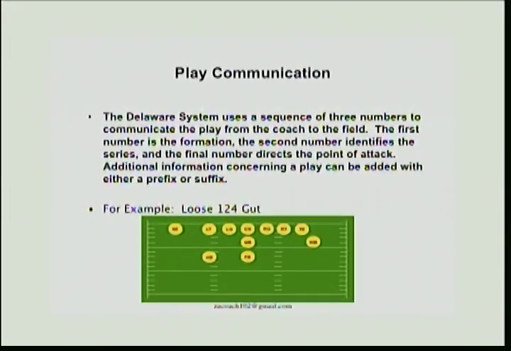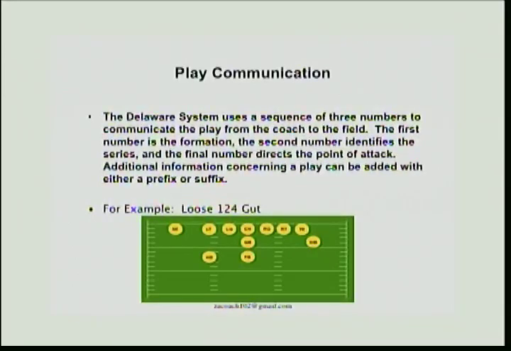It uses a sequence of 3 numbers to communicate the play from the coach to the field, whether it's a quarterback or wrist coach or sending a player in to give the play. The first number is the formation. The second number identifies the series, and the final number shows the point of attack. And then you can add a prefix. Well, if you're going to call Loose 121, the 1 is the formation. The 1 formation could be the formation up on there.